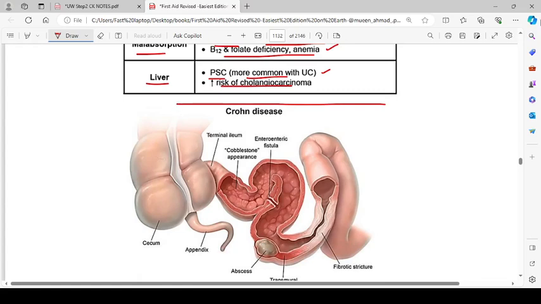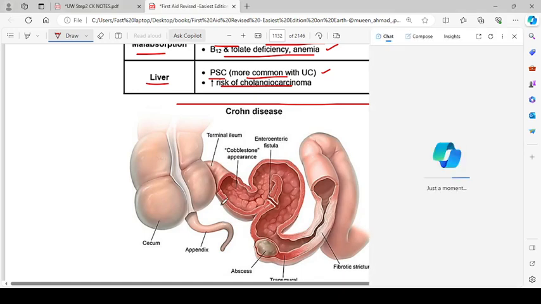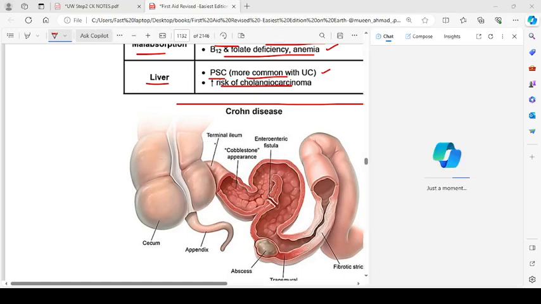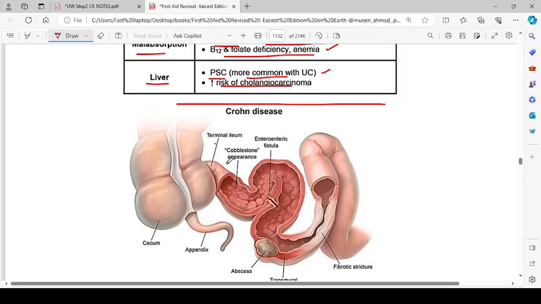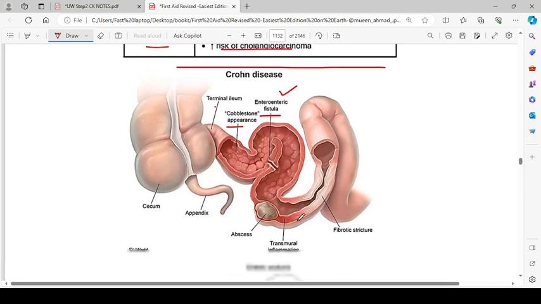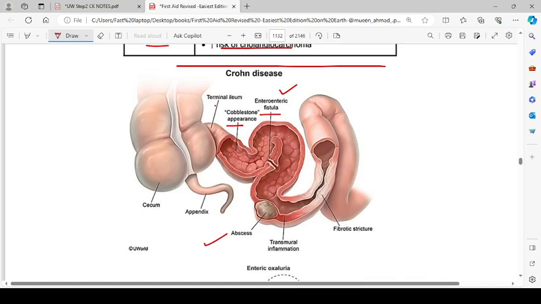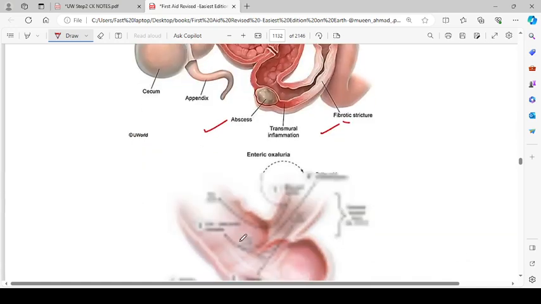So in this picture, here you can see that this is what we call the cobblestone appearance. I'm sorry. Yeah. So here you can see the cobblestone appearance. This one is an enteroenteric fistula, connecting two different segments of the intestine. Here is the formation of abscess. This is the transmural inflammation as seen in Crohn's disease, and also fibrotic strictures can form.